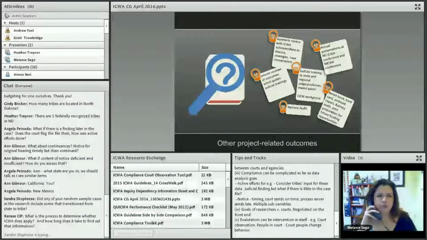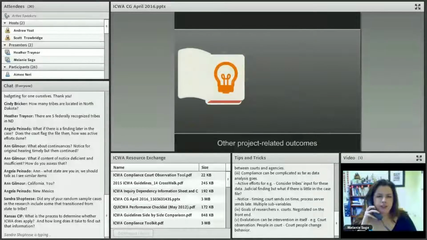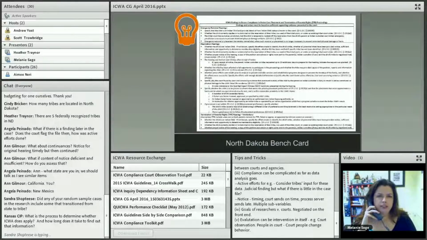So I'll show you here. This is the bench book, and I'm sure that Heather can help you get a PDF of that. But this was created at the Supreme Court in the research analyst role. And it's also come through the ICWA subcommittee for review, and we all gave input on it. So it's been nice to be a part of that conversation as well. Do you want to say more about this, Heather?